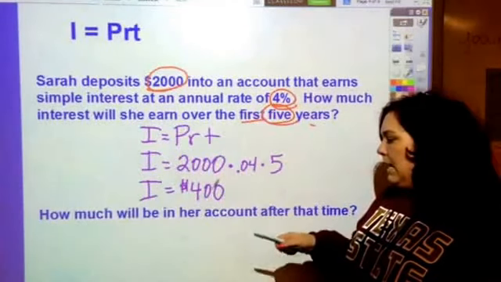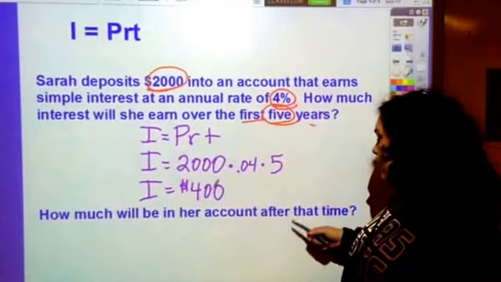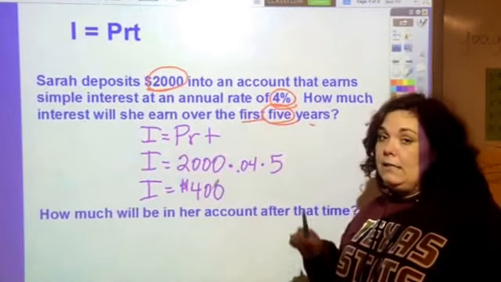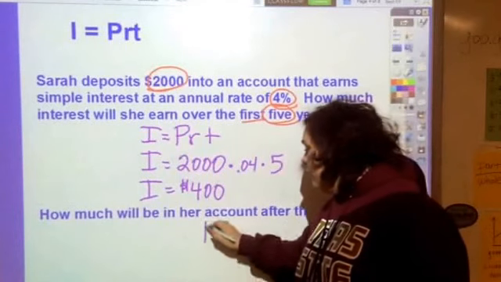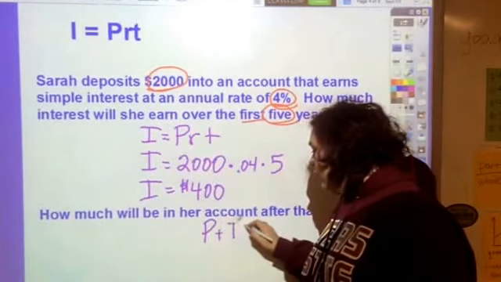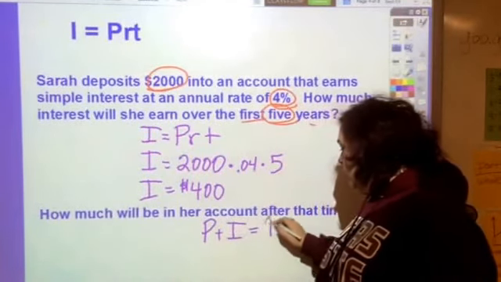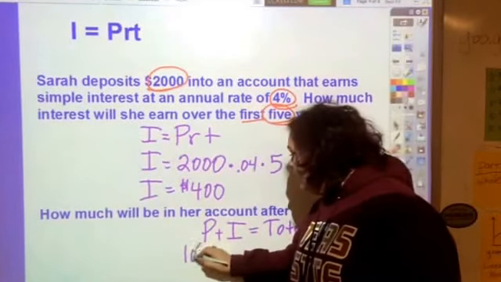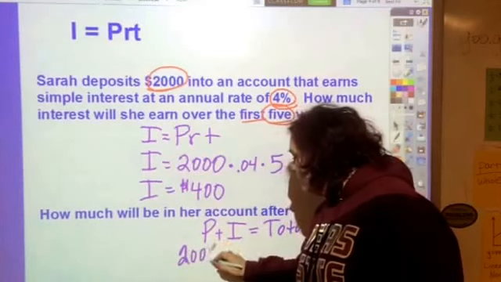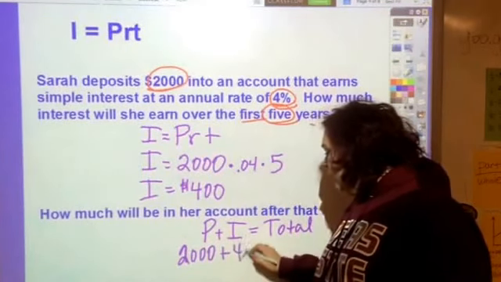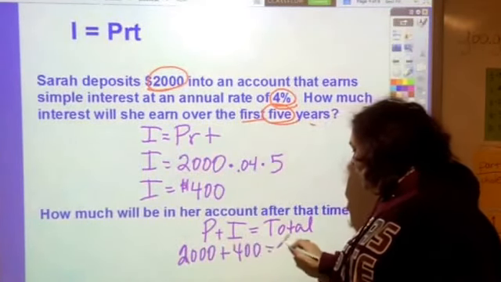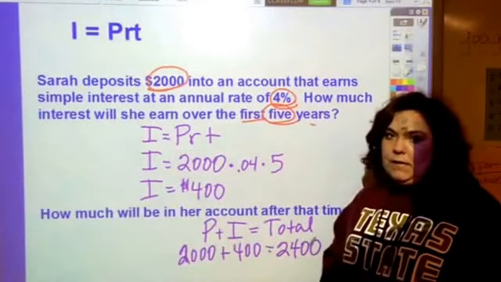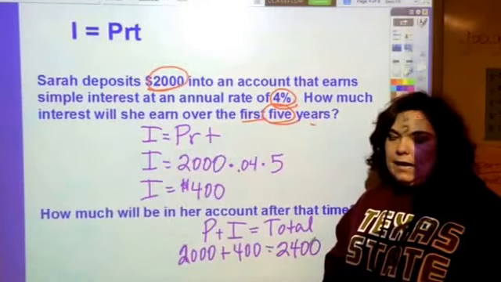Now it says how much will be in her account after that time. So it's the principal plus the interest. So the principal plus the interest is the total. And so that would be 2,000 plus 400 for a total of $2,400. That's the amount that would be in her account if she didn't take any out along the way.